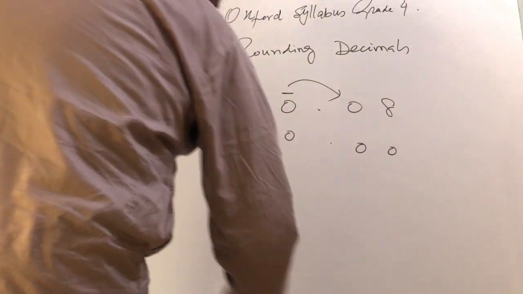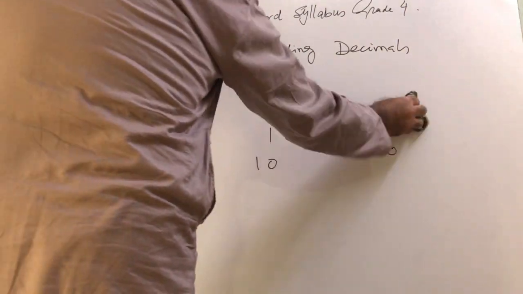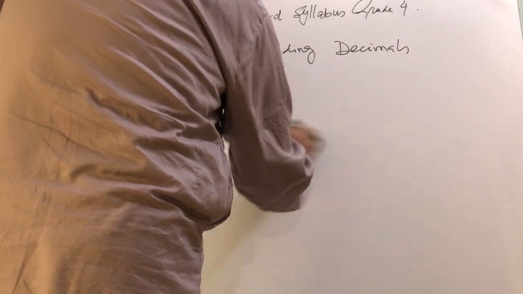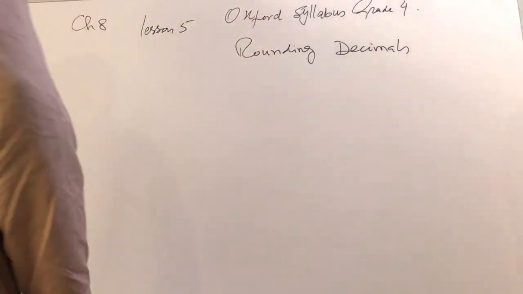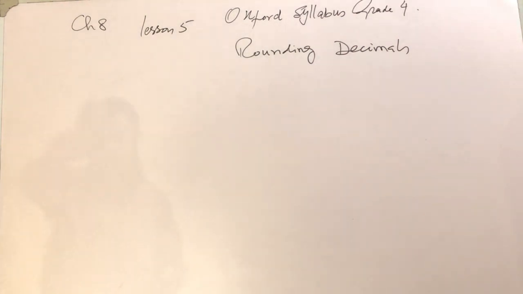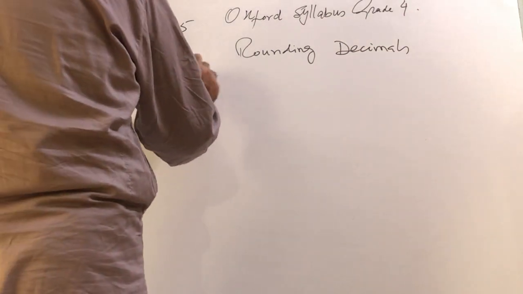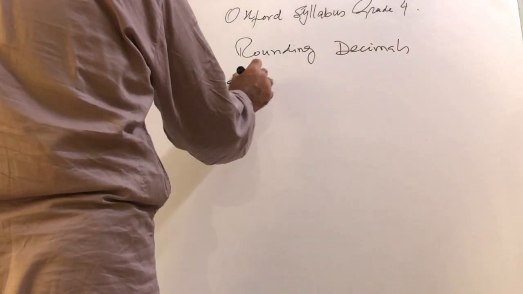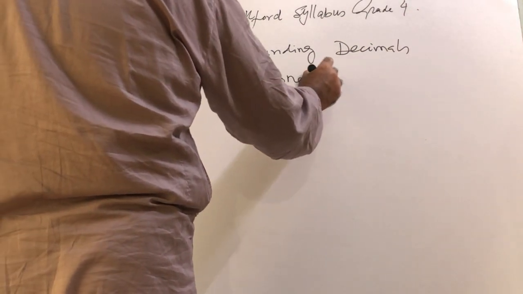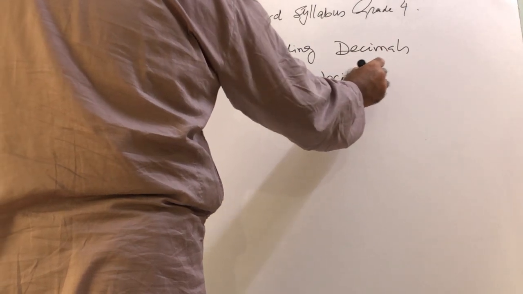So now we will be moving ahead to the next page and we'll see what's coming our way. Now we need to round to 1 decimal place.